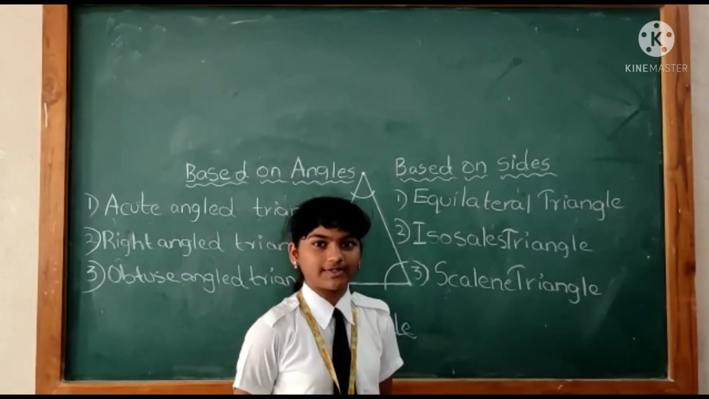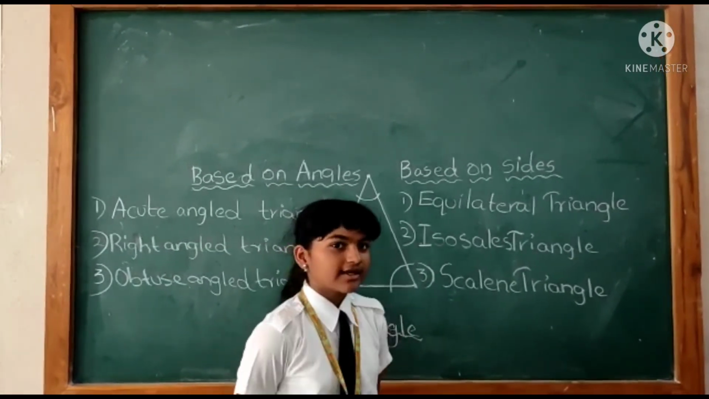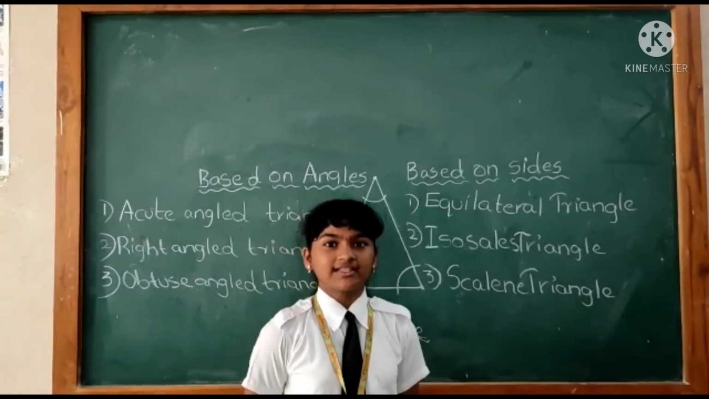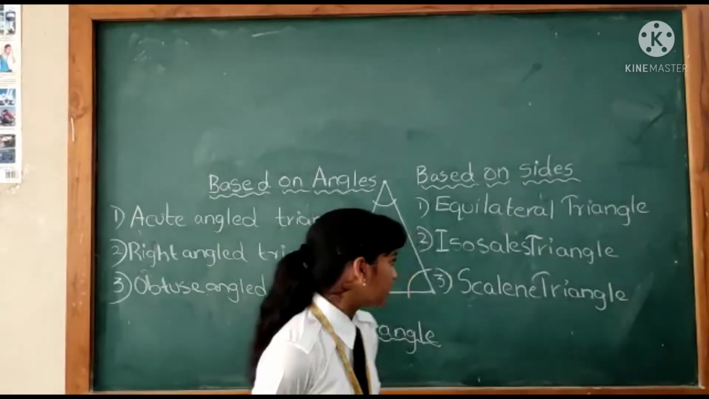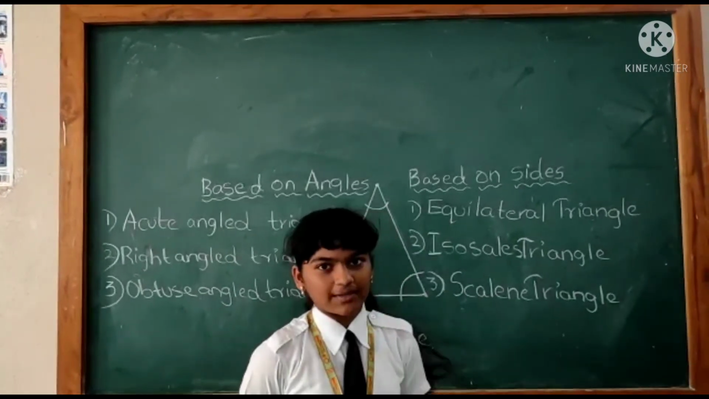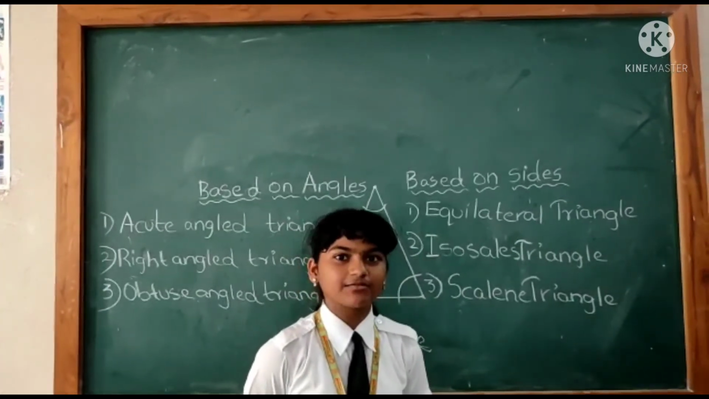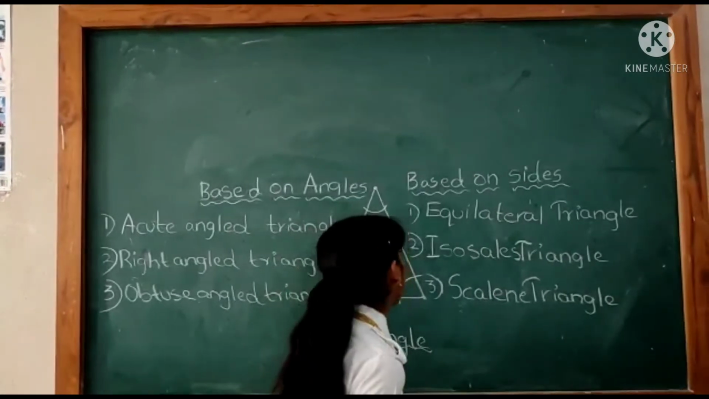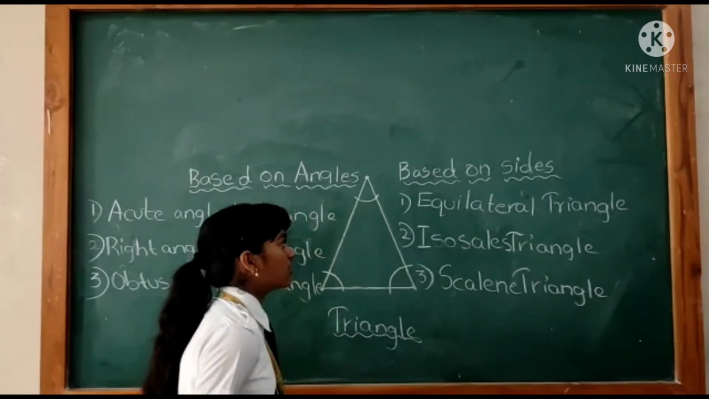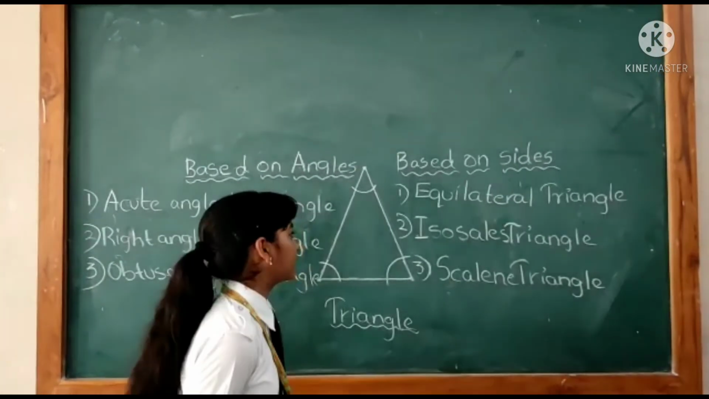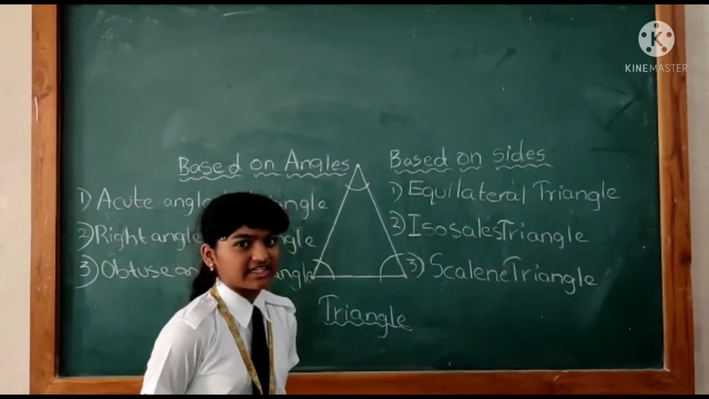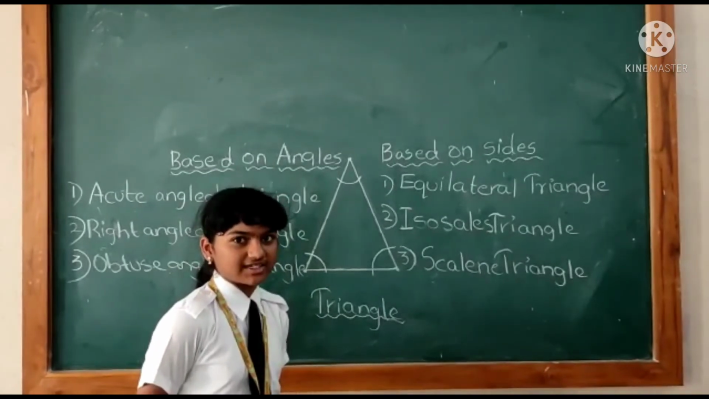Now I am going to explain to you about triangles. A triangle is a closed figure with 3 sides, 3 angles and 3 line segments. There are 2 types of triangles, based on sides and based on angles. Based on sides, when 3 sides are equal, it is known as an equilateral triangle. When 2 sides are equal, it is known as an isosceles triangle.